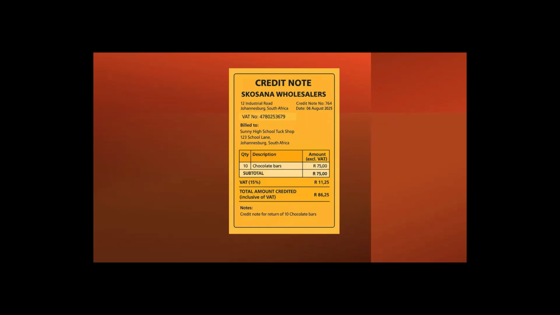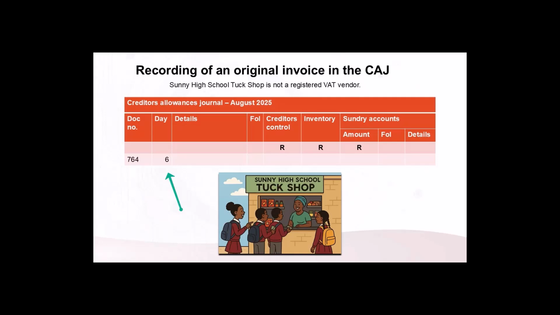The next thing we'll need is the date, so we can complete our day column. Directly under the credit note number we see the date 6 August 2025, so we will use that to complete our day column. Exactly the same way as we did with our creditors journal, we will now write 6 in the day column, since the name of the month is already in the title of the journal, Creditors Allowances Journal, August 2025.